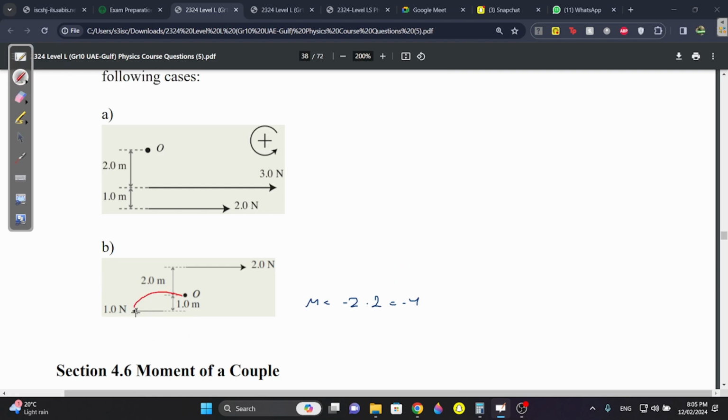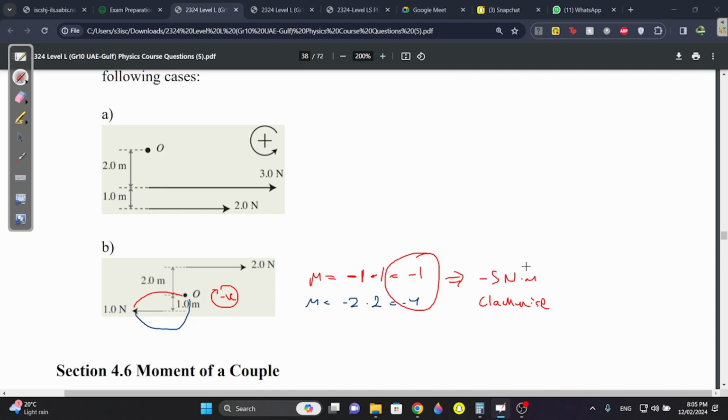Yeah, obviously the red path is shorter. Since the red path is shorter, for this moment it'll be negative 1. So the red path is clockwise, it's negative. It will be negative 1 times the distance, which is 1, which is negative 1. So the total resultant will be minus 5 Newton meter, and we'll say clockwise, okay? That's how you do it.